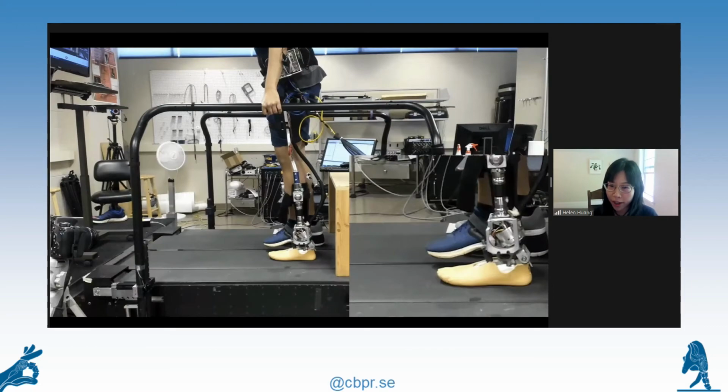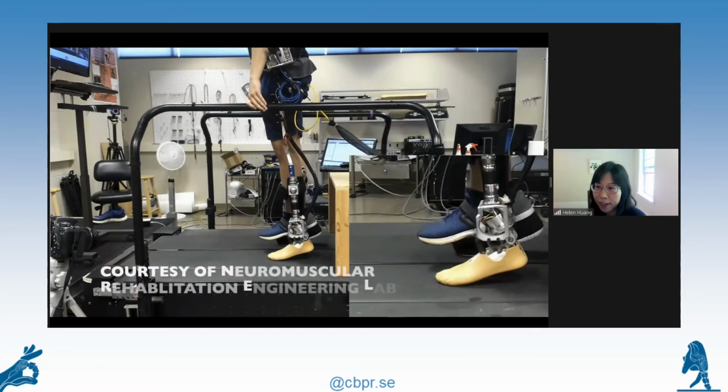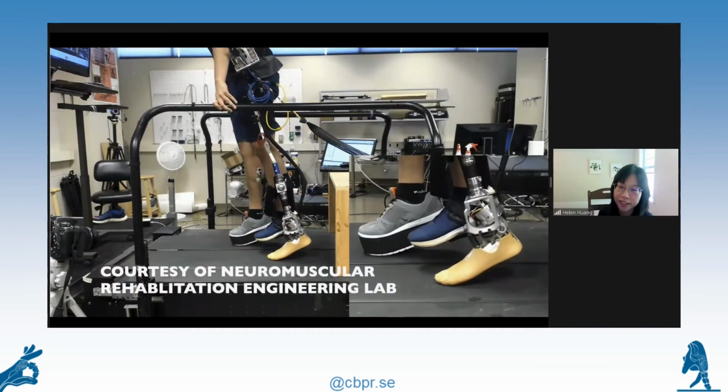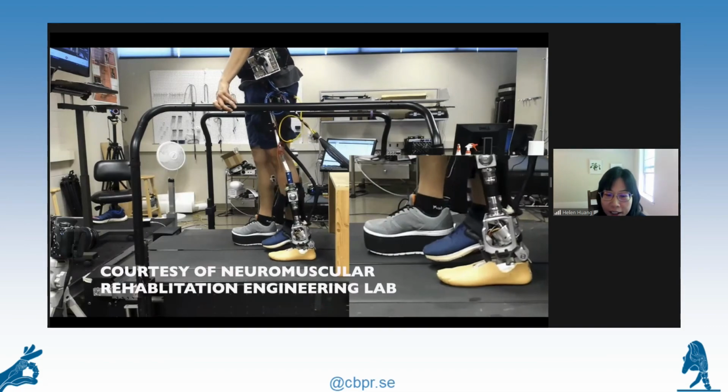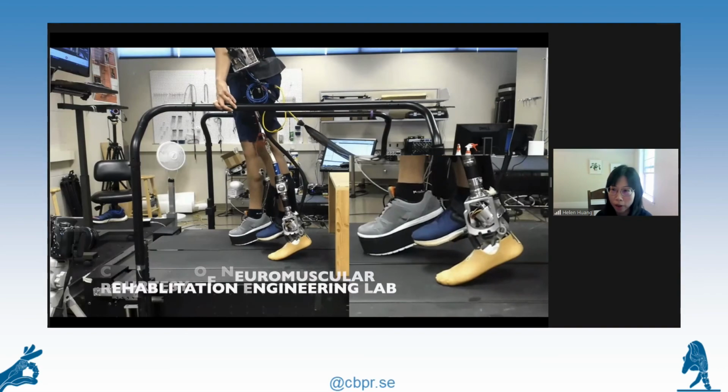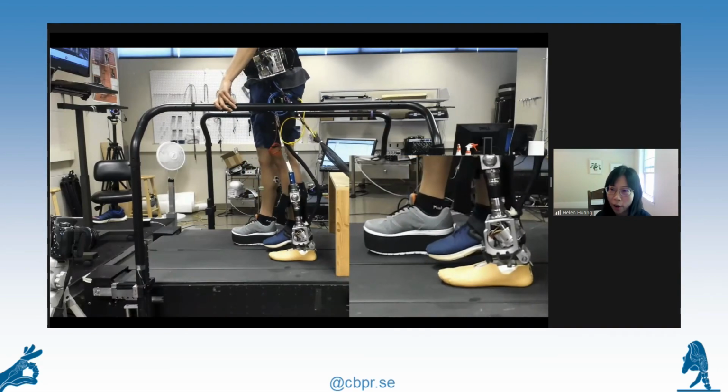So currently we are working on this motorized device. Currently it's still focused on the mechatronics and figuring out the control. So this is applied on an able-bodied person. It's using the virtual musculoskeletal model to drive the prosthesis ankle. Here is just a demonstration of what we did.